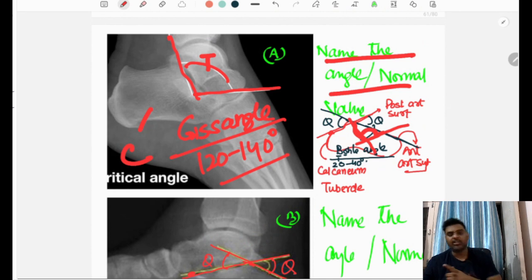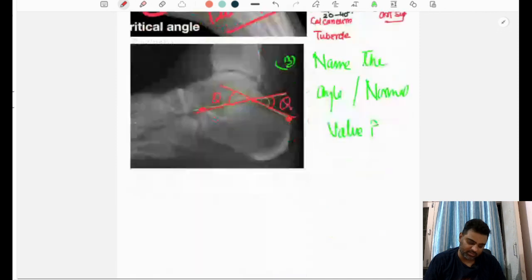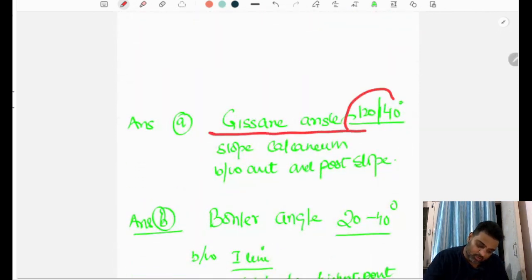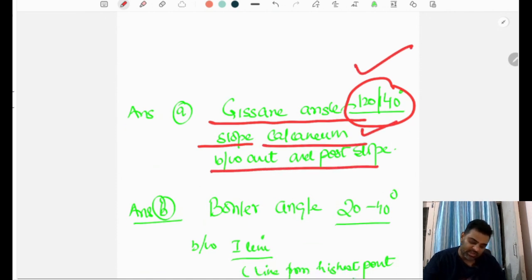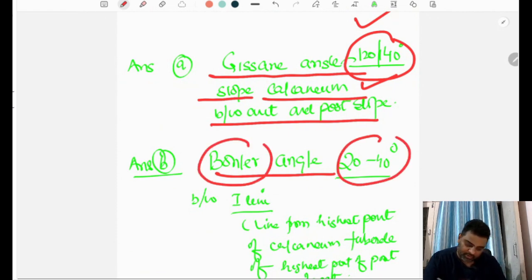So Bowles angle has a normal of 20 to 40, and Gisane angle, both of them are used in cases of calcaneum fracture. This I have explained. So one is Gisane angle, 120 to 140 degrees between the anterior articular slope and posterior articular slope, used for calcaneum fracture. And then the second is the Bowles angle, BOHLER. The normal value is 20 to 50 degrees.